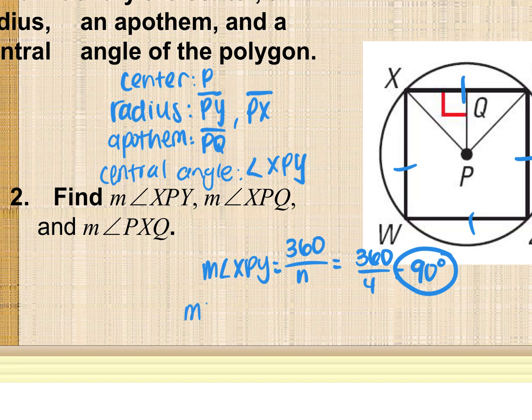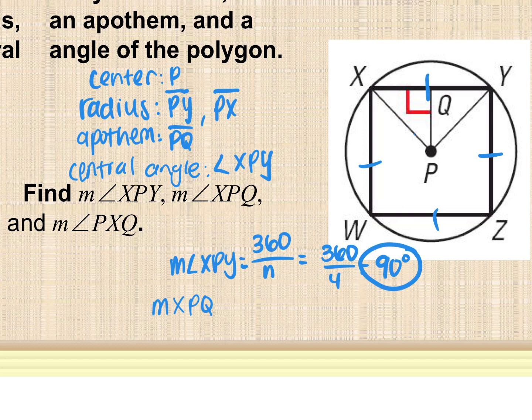All right, let's do the next one. We've got the measure of XPQ. XPQ, guys, is this guy right here. If the central angle was 90, what does that angle have to be? 45. How did you get 45? You divided the 90 by 2. So this one's going to be 45 degrees. And what about the measure of PXQ? Where did I get 45 from? Someone answer that for me. German?